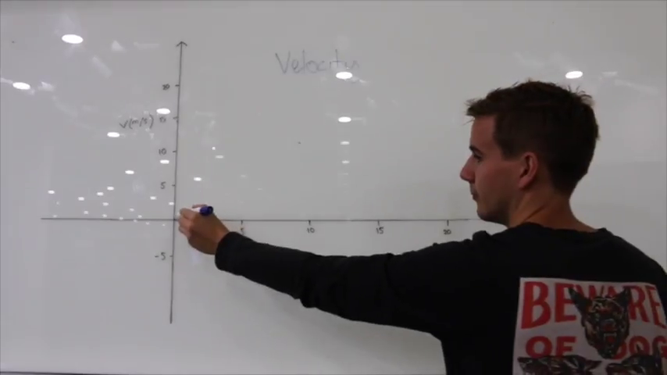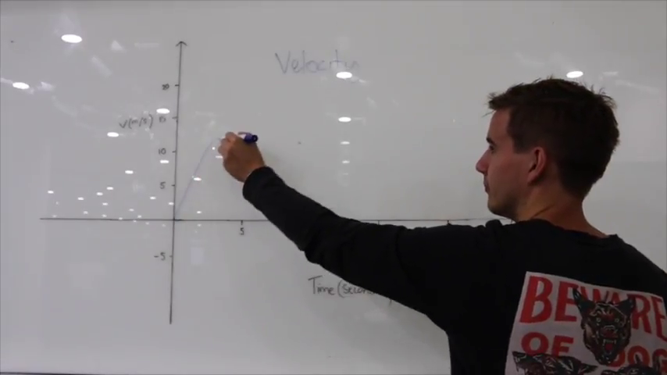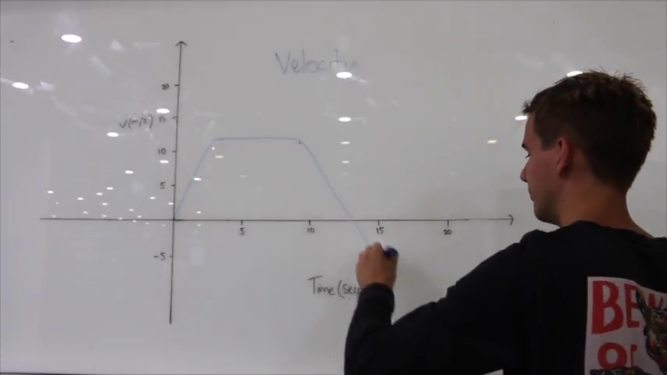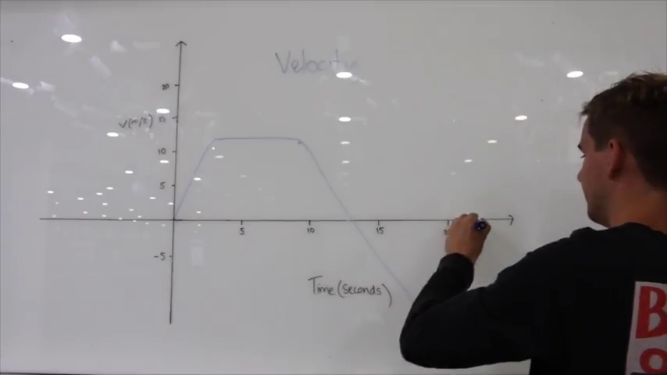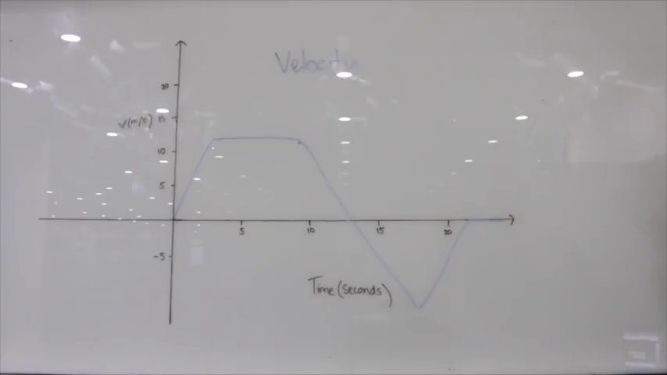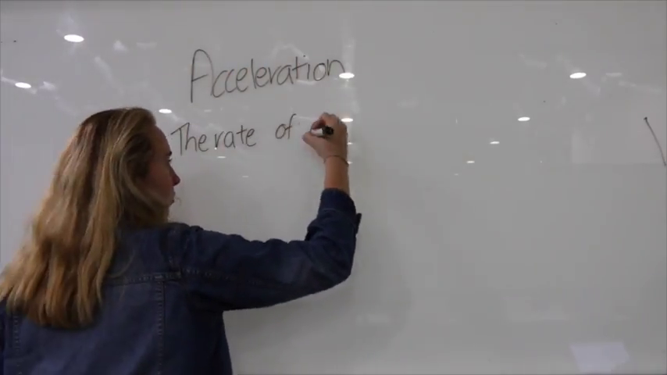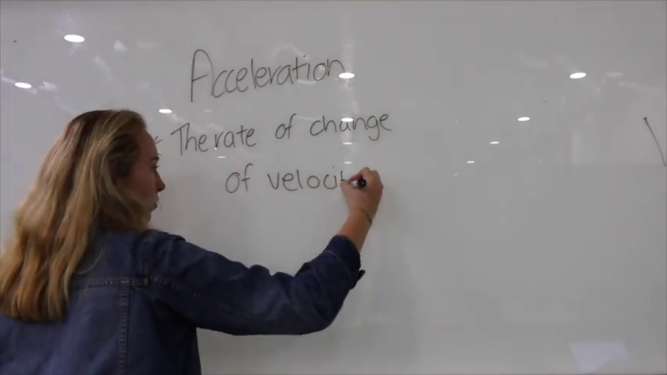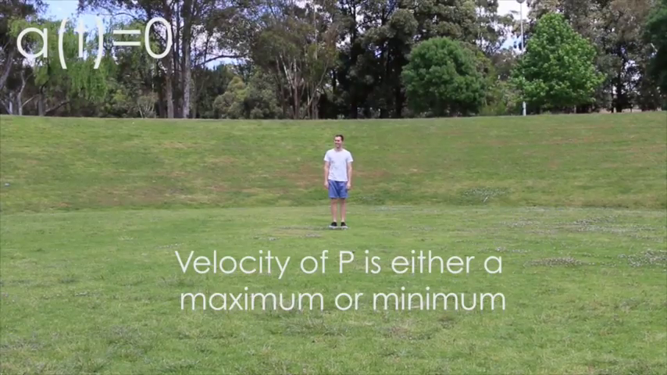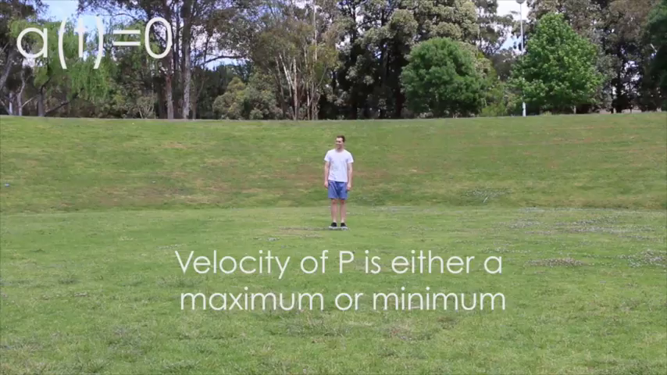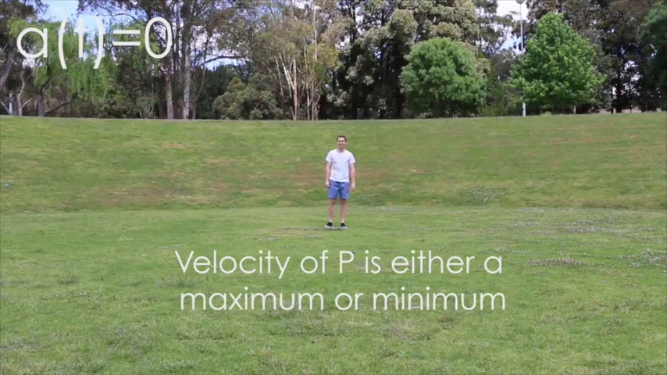Here we have a graph displaying the velocity of a particle in relation to time. This shows the rate at which the position changes and whether it's moving away from the origin or towards the origin. Acceleration is the rate of change of velocity and can also be described as the increase in speed or rate. As you can see here, when acceleration equals 0, the particle is either at a maximum or a minimum.